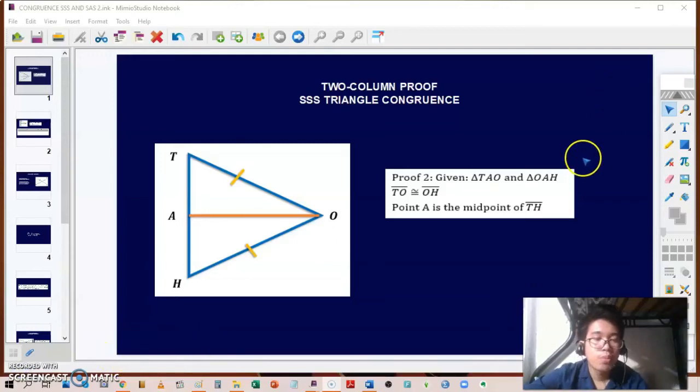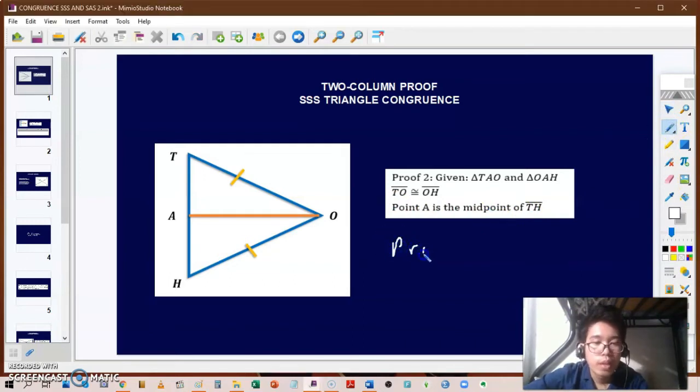Okay, so for our second proof problem, we have two triangles again. Given are triangle TAO and triangle OAH, and another given is that line segment TO is congruent to line segment OH, and point A is the midpoint of line segment TH. We want to prove that triangle TAO and triangle OAH are congruent.